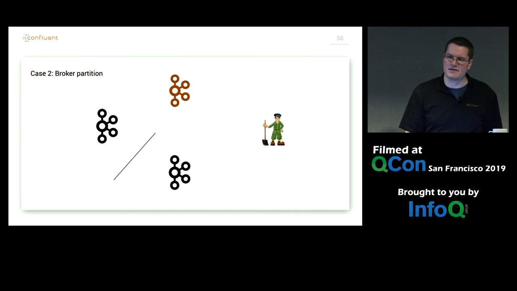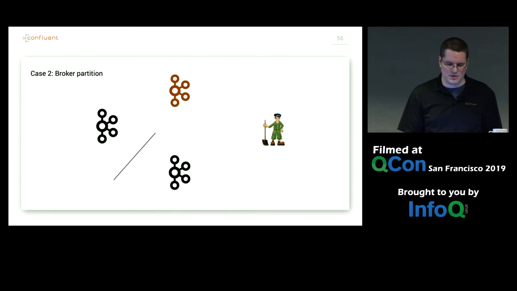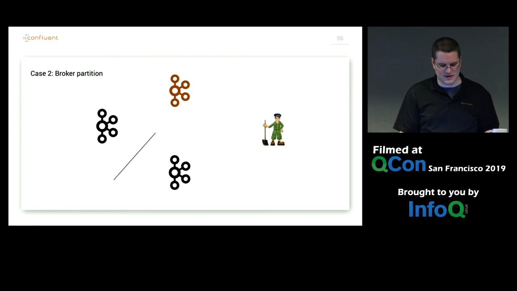Then there's the case of just being partitioned from a broker or several brokers. In this case, there will actually be some potential loss of availability, because you may not be able to replicate. If you have a partition which relies on that other broker, that will not be replicated. But at least you keep consistency in this system.